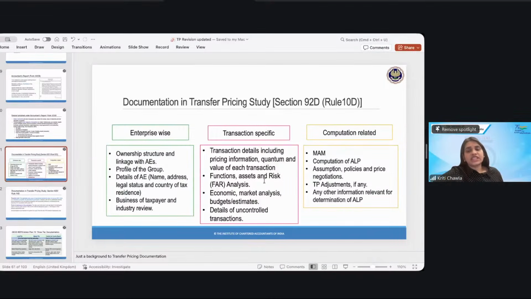Then there will be transaction specific details like, what are the transaction details, including the pricing of information, the quantum and value of each transaction. Then what are the FAR analysis, the function assets and risk analysis, what are the economic market analysis, budget, estimates, and then the details of the uncontrolled transaction. And finally, it's going to be computational related details that will go in the TP study, which is going to be what is the most appropriate method, what is the computation of ALP, or what are the TP adjustments, or any other information which is very relevant for the determination of ALP that will also go in the TP study.